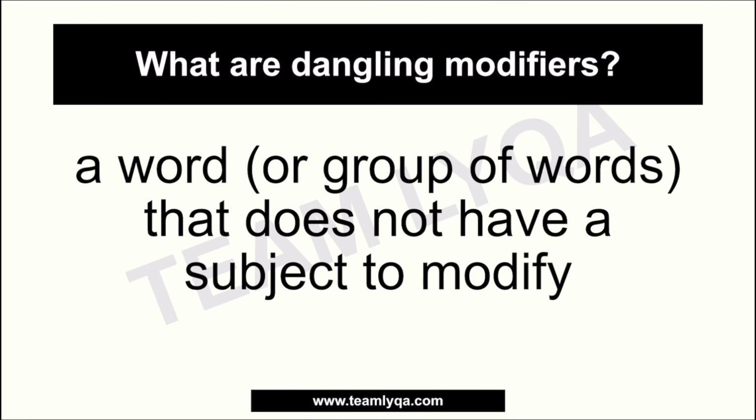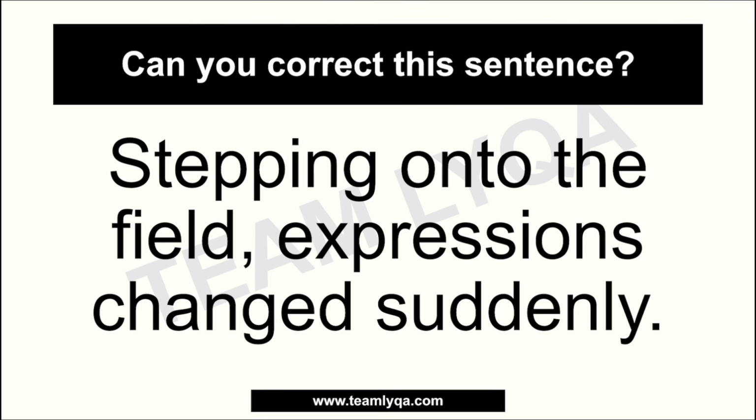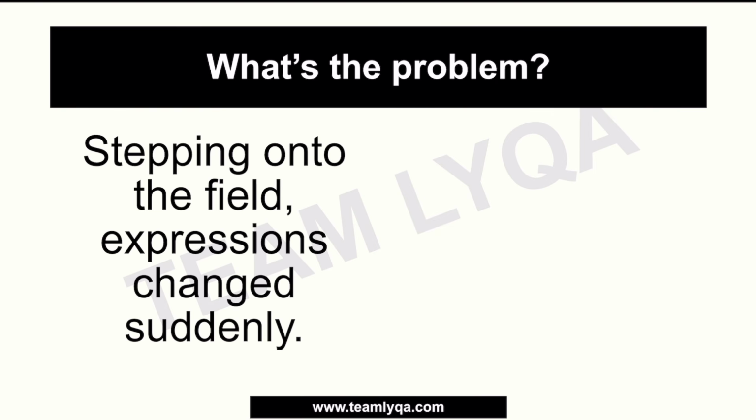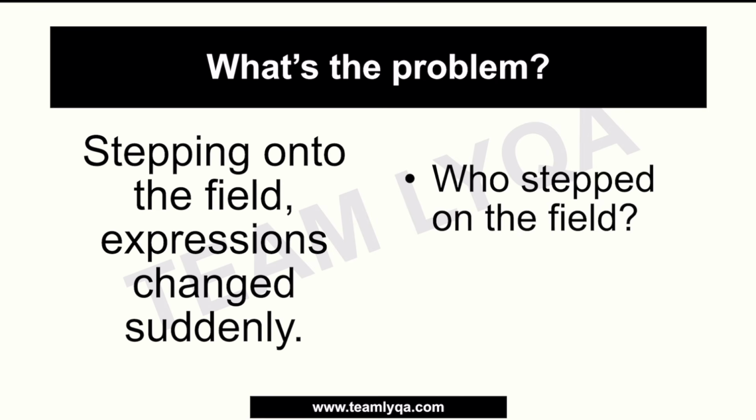Now, an example of that would be this sentence right here. Sabi nito, stepping onto the field, expressions changed suddenly. So, may pagka parang poetic pa yung datingan niya, di ba? Expressions changed suddenly. Pero the question is, kaninong expressions? Di ba? So, dun sa sentence natin, ang problema is, who stepped on the field? Sino yung naglakad? Di ba?